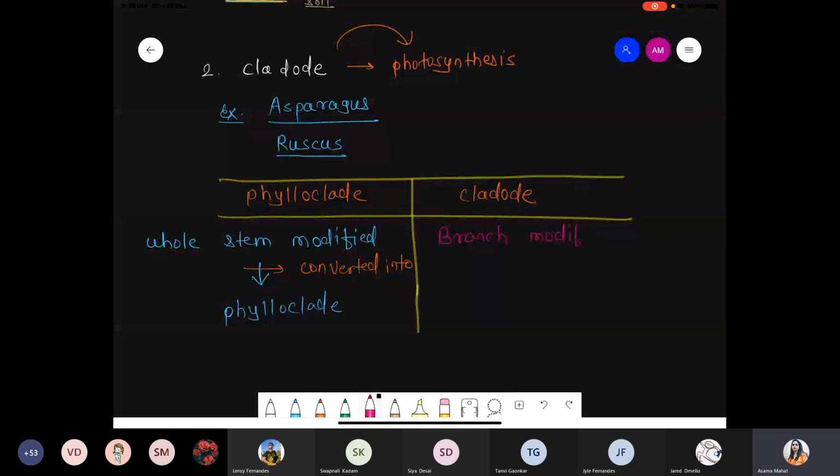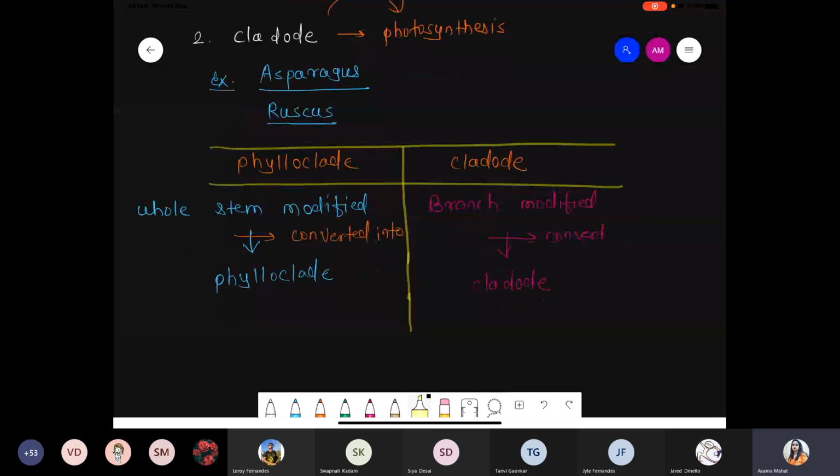Branch modified, and now simply they convert into cladode. So these are exactly the basic difference on the basis of their modification. Next difference: when we talk about the phylloclade, I hope I'm not talking about the cactus which is present in a small pot, because that is an ornamental plant.